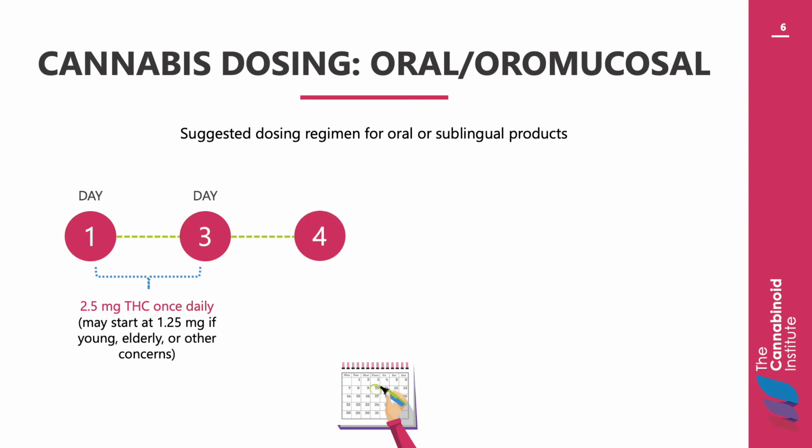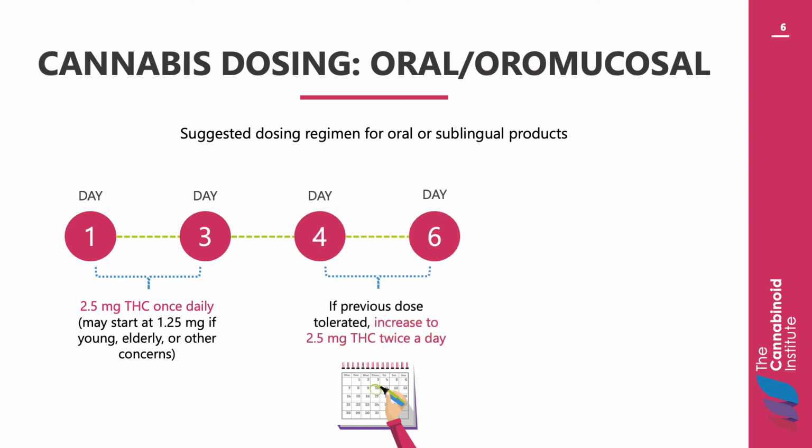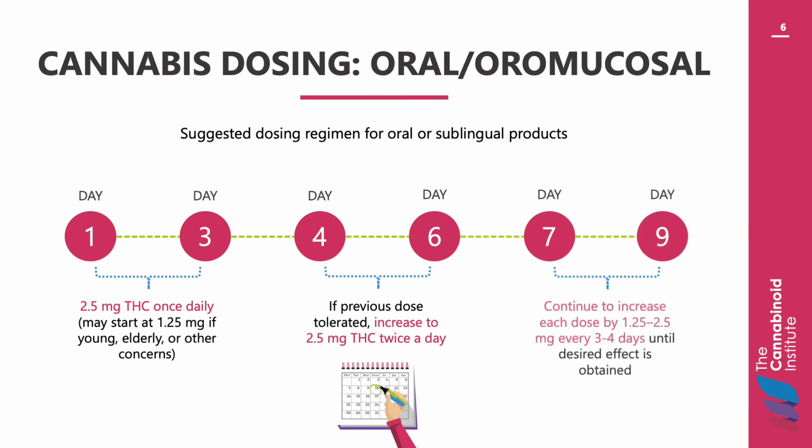After 3 to 4 days, if the previous dose is tolerated, you can increase the dose to twice a day. After this, every 3 to 4 days and onward, you can continue to increase the dose of THC by 1.25 to 2.5 milligrams until the desired effect is obtained. In the event of adverse effects, reduce to the previous best tolerated dose. It is important to remind patients that tolerance occurs rapidly, so continuing with the new dose for 2 to 3 days to see if these side effects will go away on their own is advisable.